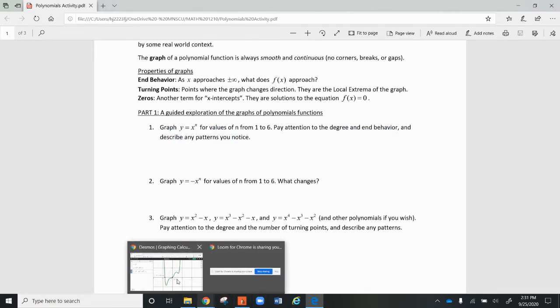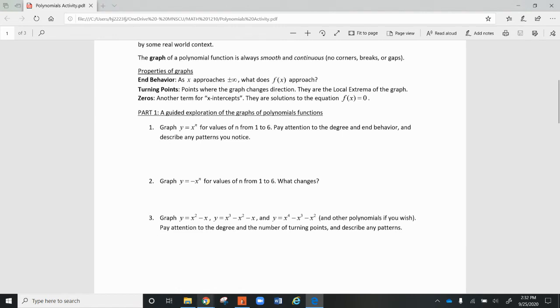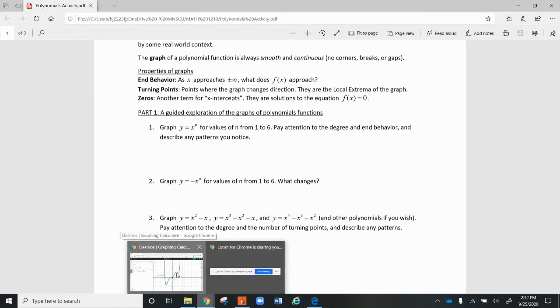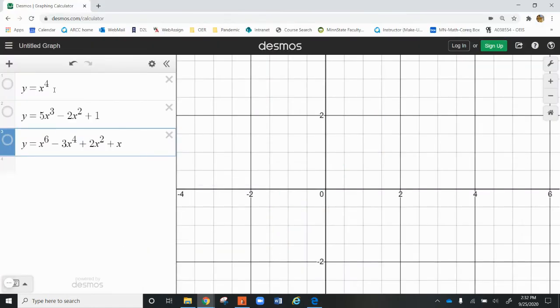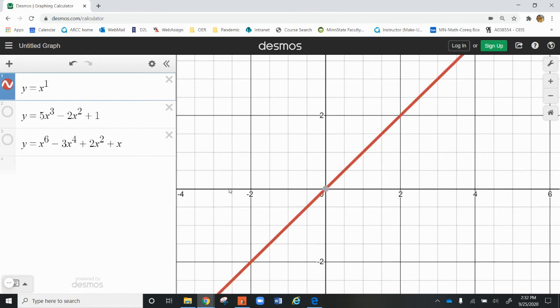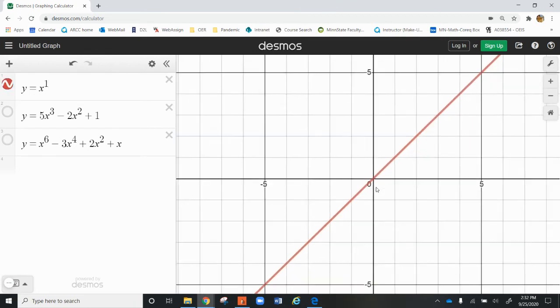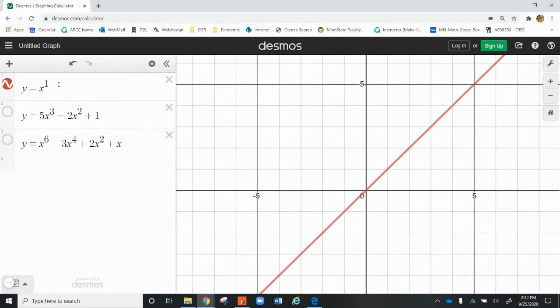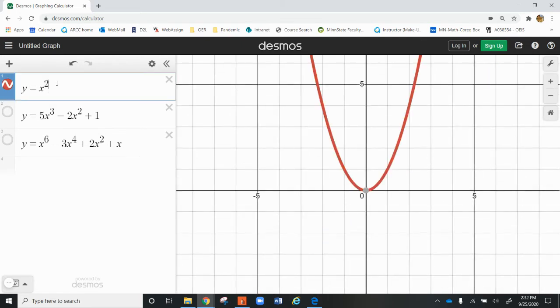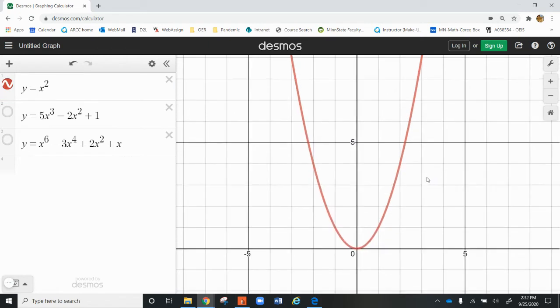We're going to graph the first few of those, and we're going to pay attention to the degree, which would be the n value, and the end behavior. Let's see if we can find a pattern. So here's x to the power 1. There we go. That's the line, and its end behavior is down on the left and up on the right. X to the power 2, up on both sides, approaching infinity on the left and the right.